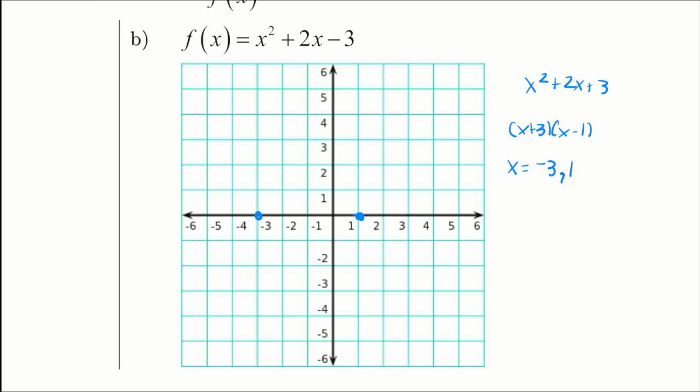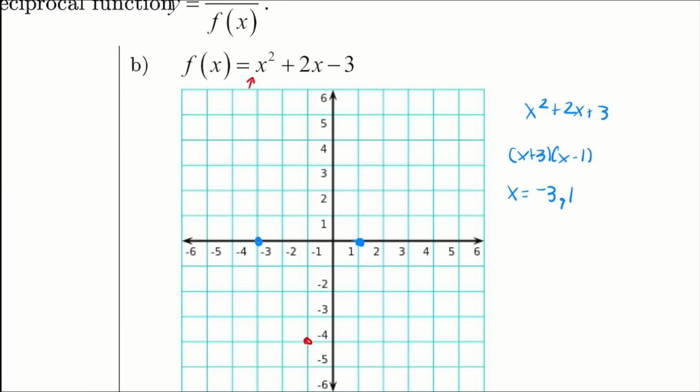Now we can see if it opens down or up by looking at the a value. So the a value is going to be positive. If it's positive, that means it opens up. So we're going to get something that looks like this. Our vertex here is going to be (-1, -4) if you were to graph this. And that is our original version of this equation. So it'll look something like this.